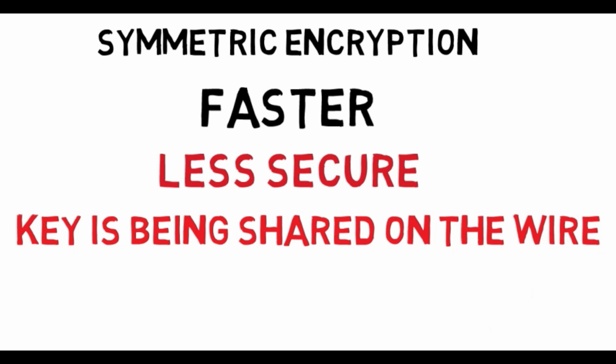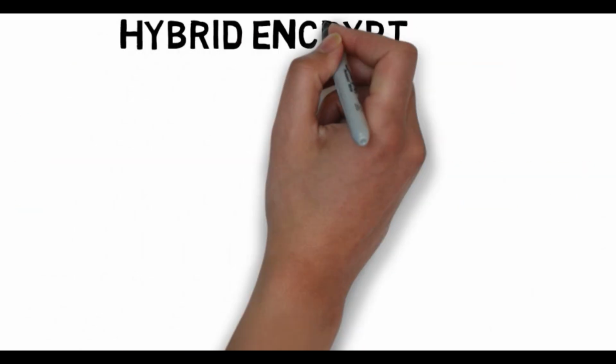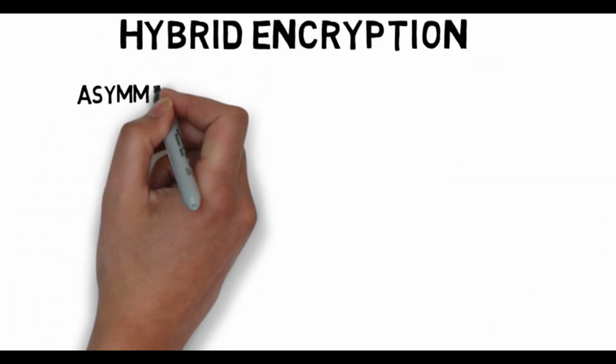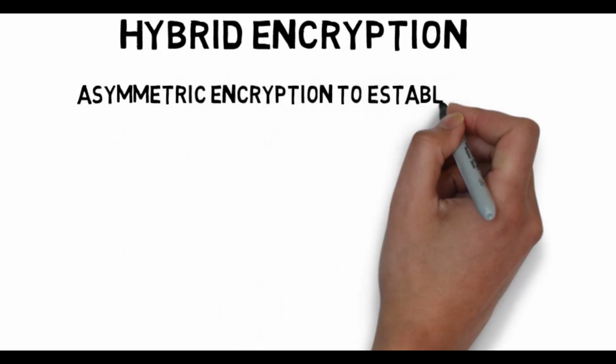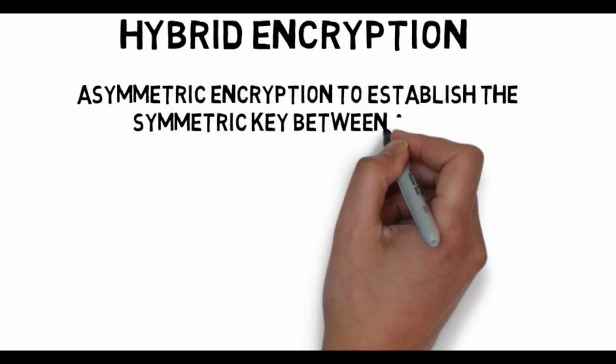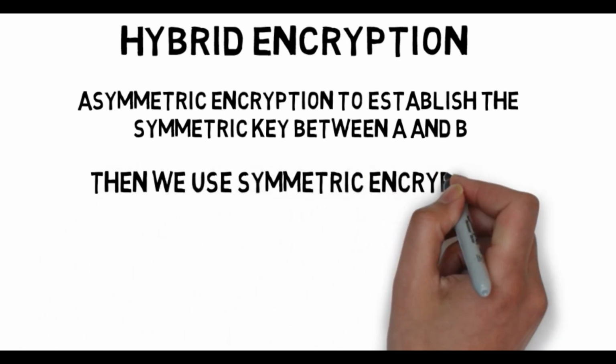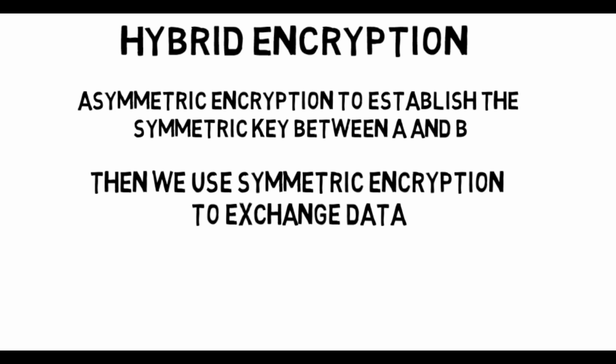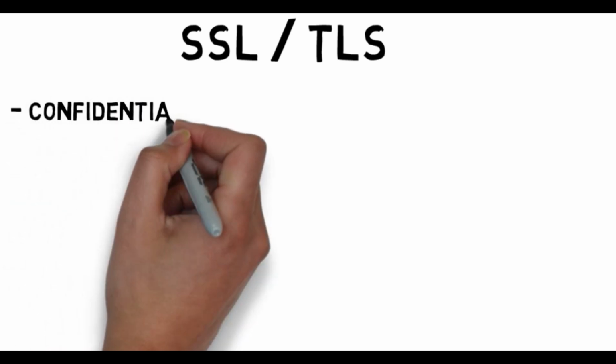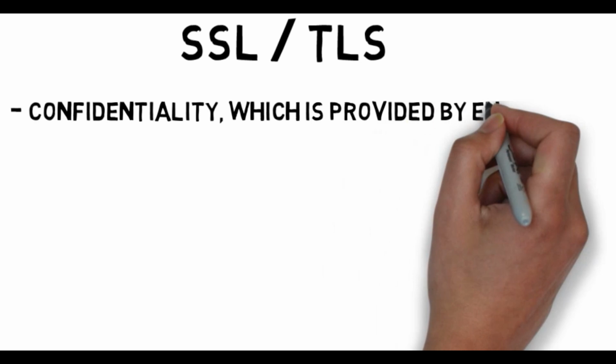To fix this problem, we have what is called hybrid encryption, which means we use both encryption methods. We use asymmetric encryption to establish the symmetric key between A and B, then we use symmetric encryption to exchange the data. So now, even though we chose symmetric encryption to encrypt the data, the key can't be intercepted by an entity in the middle since asymmetric encryption was used to exchange it. And that's how the SSL/TLS protocol provides confidentiality. It uses both encryption types for data protection.